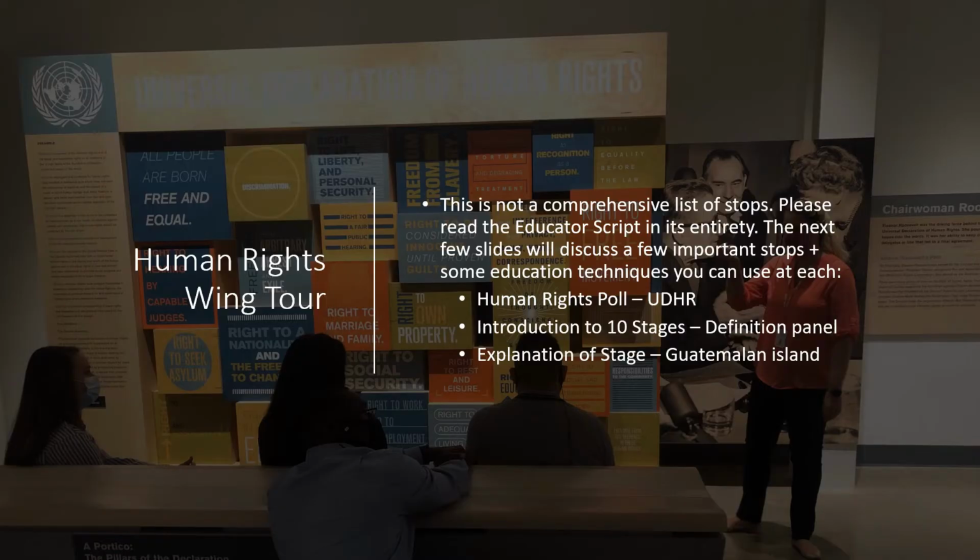Now let's look at some important stops in the Human Rights Wing tour. Reminder, this is not a comprehensive list, and you are required to read the educator script in its entirety. With that being said, we will look at the human rights poll at the UDHR wall. We will look at the introduction to the 10 stages panel at the definition panel. And finally, we will look at how to move from island to island and explain the stage of genocide.